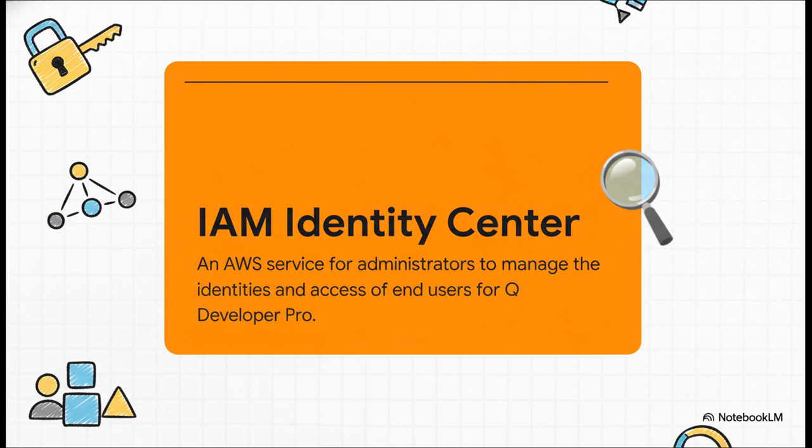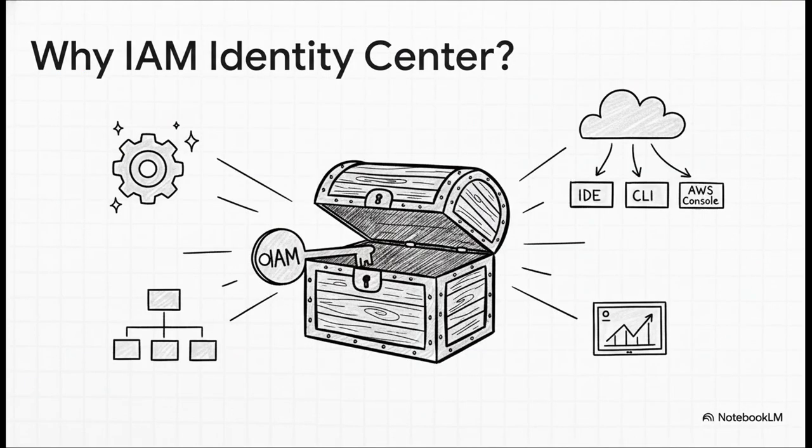So if the Builder ID was that personal gym pass, think of IAM Identity Center as the full-blown corporate wellness program. It's this central hub managed by the company that gives everyone controlled access to all the facilities. In this case, every feature of Amazon Q. And let me be clear, if you want the full, unadulterated power of Amazon Q Pro, this is the only way to get it. This path unlocks everything.